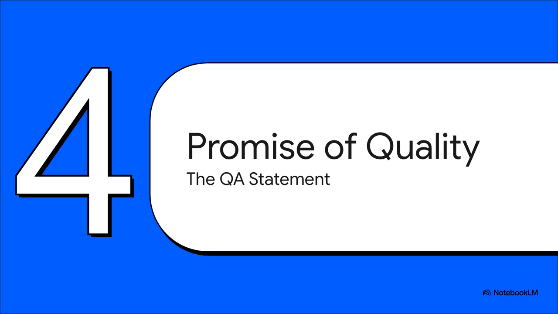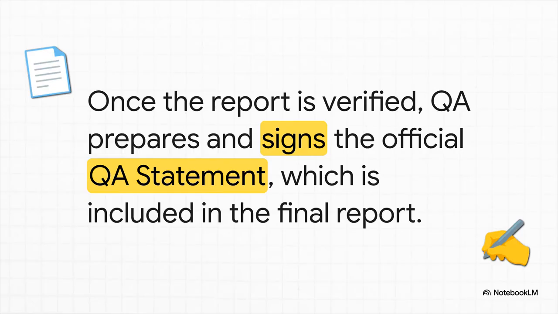So, after that meticulous report audit is finally done and any issues have been sorted out, QA provides its final stamp of approval. And this comes in the form of a very specific, very important document. And that document is the Quality Assurance Statement. It's only prepared and signed by QA after they are totally satisfied that the report is accurate. This isn't just more paperwork. It's a formal declaration to management, to regulators, and to the world that the entire process has been independently verified.